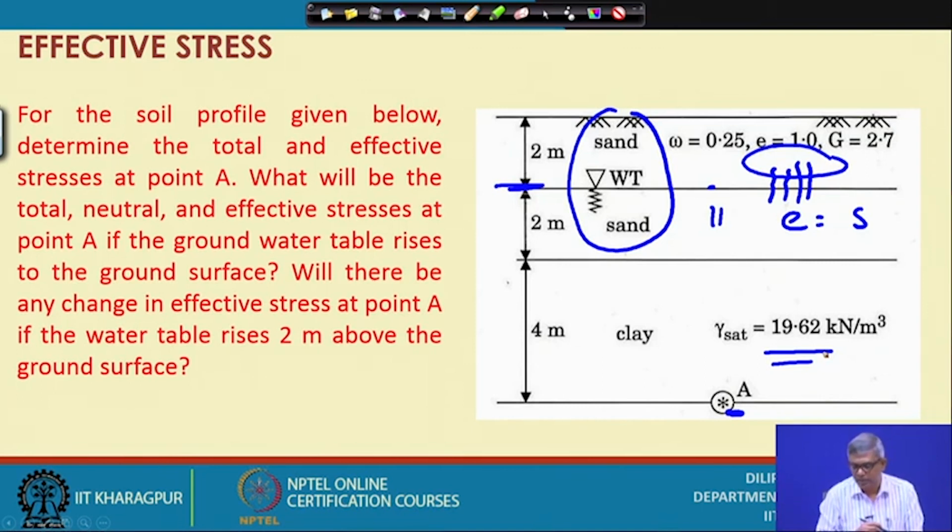After doing that I can find the different quantities, that means the total stress at this point, and then the pore pressure at this point, and then the difference of these two will become the effective stress. So, that we will find out.